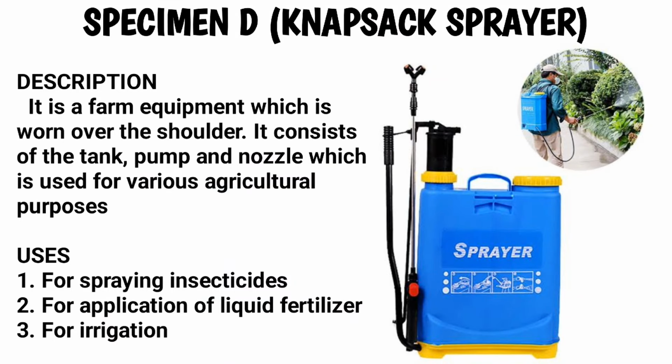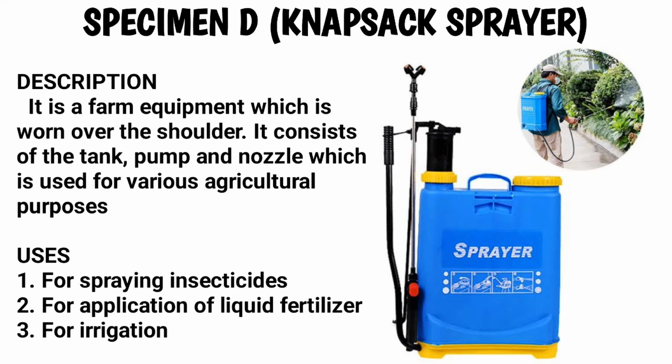So we move on to specimen D, which is the knapsack sprayer. The knapsack sprayer is a farm equipment which is worn over the shoulder, just like a school bag, and it consists of several parts, such as the tank, the pump, and the nozzle. And this equipment is used for various agricultural purposes.